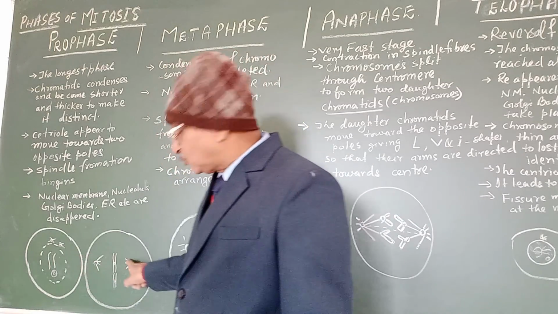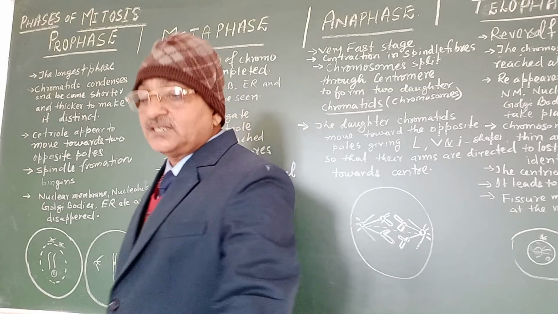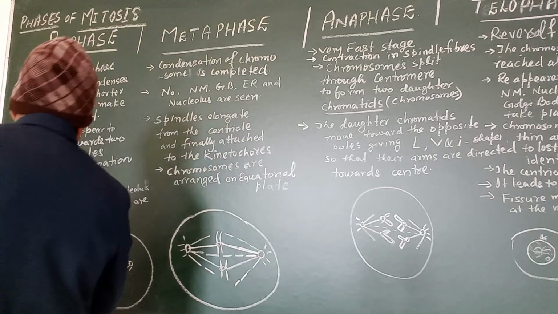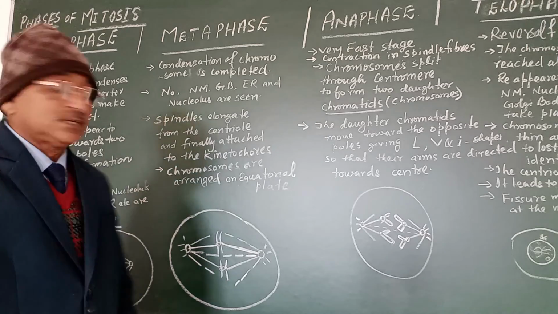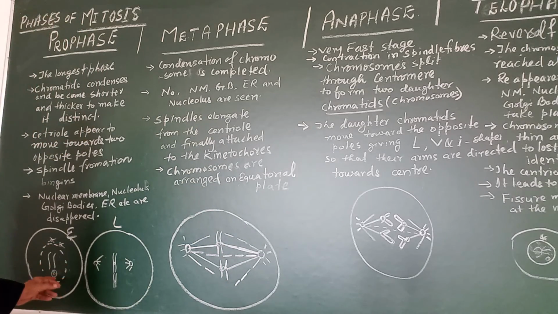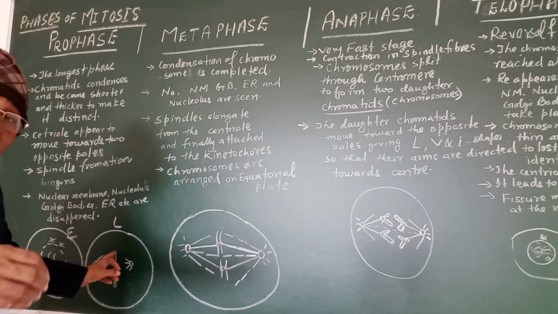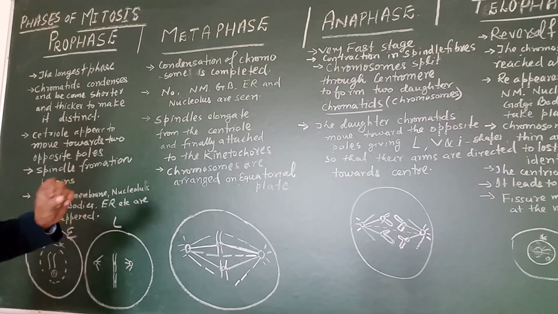So these are the two diagrams showing the early phase, early prophase. This one is the early one and this one is the late one. So here the nuclear membrane, nucleolus, endoplasmic reticulum, Golgi bodies are appearing to disappear, and here they are totally disappearing. So in this way they are distinct.